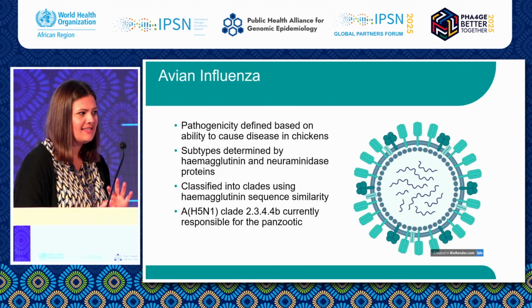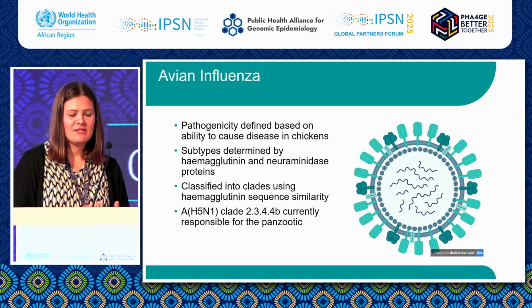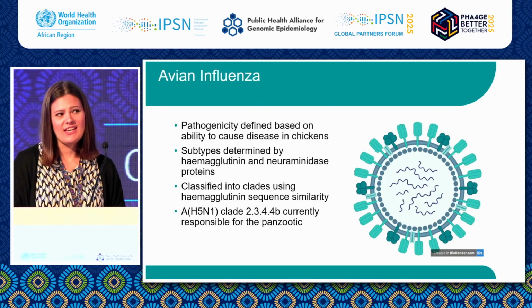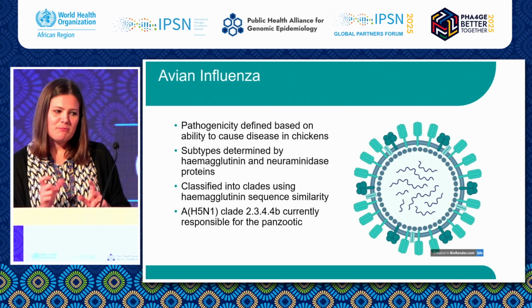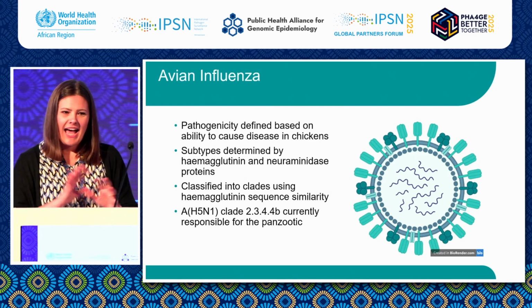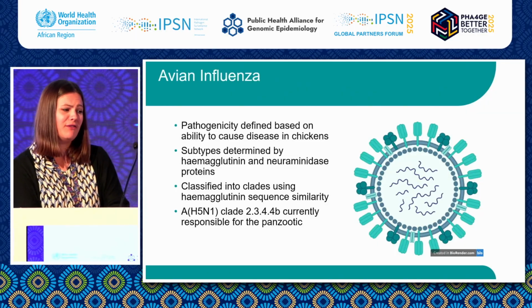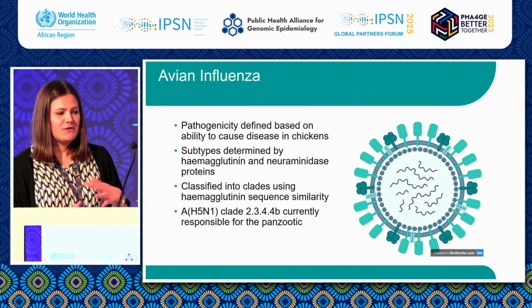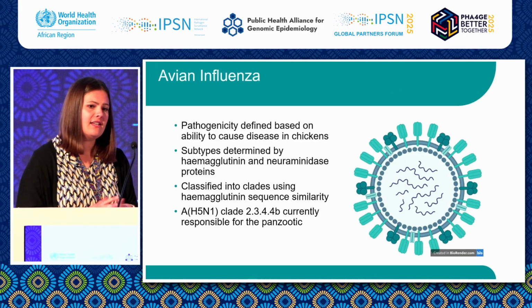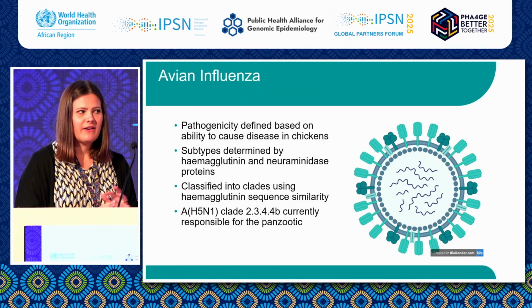Avian flu is either categorized as high or low pathogenicity, and that's defined based on its ability to cause severe disease in chickens. And it's primarily determined by a cleavage motif in the HA segment and not really by much else. As everyone will know, influenza is subtyped based on HA and NA. But H5 is also classified into clades using the hemagglutinin phylogeny. And the clade 2.3.4.4b is currently responsible for a global panzootic.